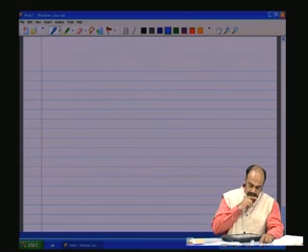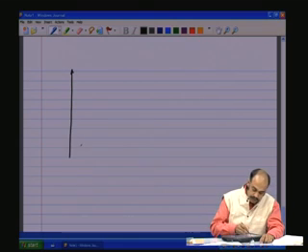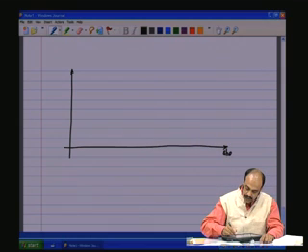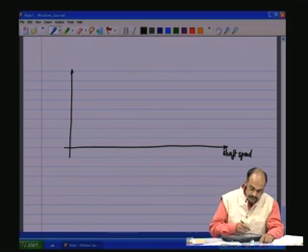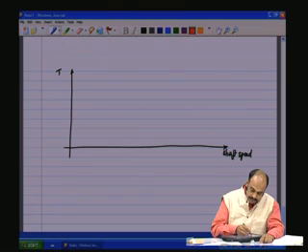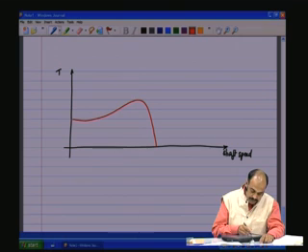There is just one more point that you need to know about the torque speed characteristic. What happens to the torque speed characteristic as the synchronous speed is changed? This is the shaft speed. It's the torque speed characteristic. So let us say we have a torque speed characteristic which is like that.